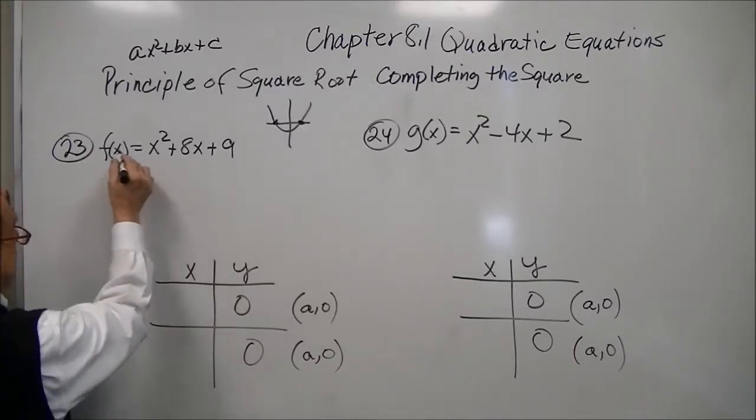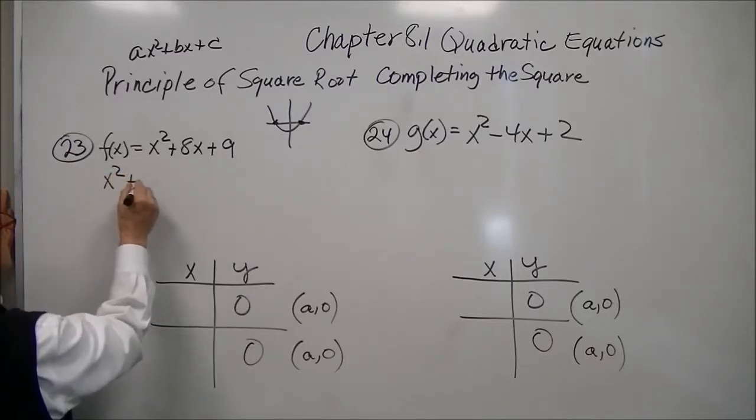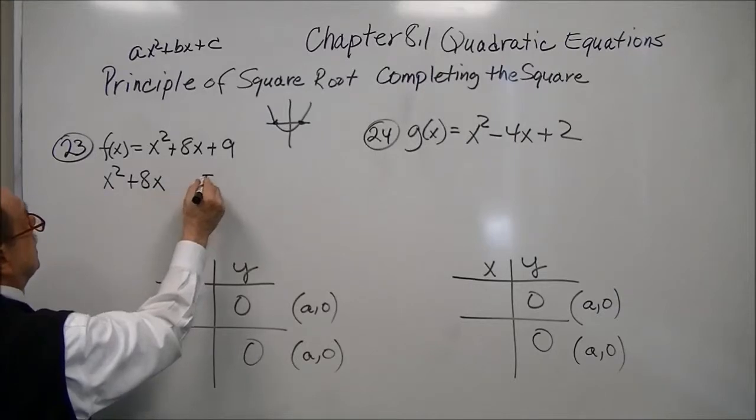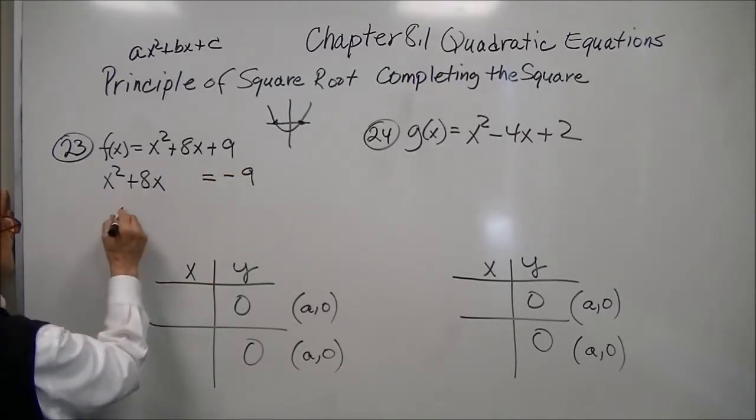So let's do that. Remember, this is going to be equal to 0. So I'm going to go x squared plus 8x equals a negative 9. Take half of that.